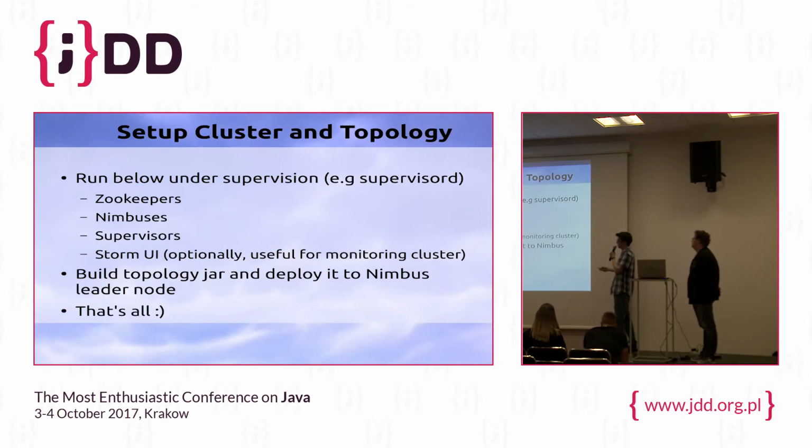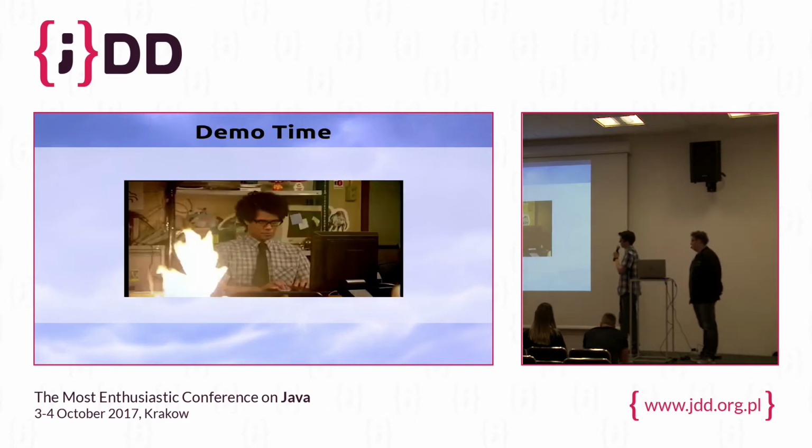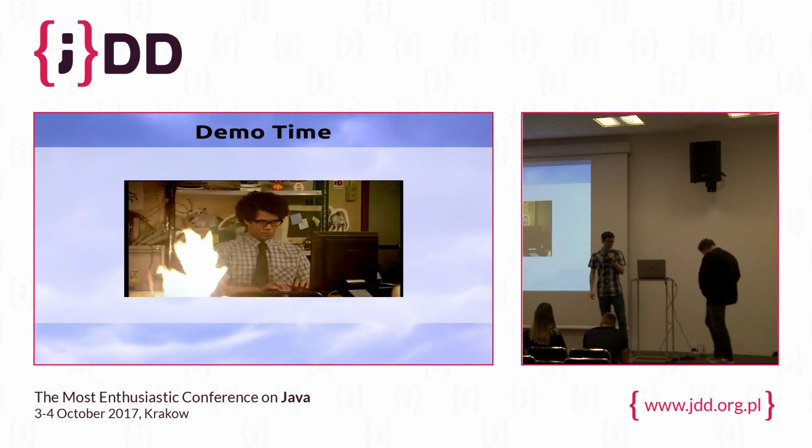Okay, so to run and set up a cluster, you need to deploy three types of machines: Zookeepers, Nimbus and supervisors, and Storm UI, which is an optional tool for monitoring, but it's very useful. You should run these processes under supervision, so when one dies, it will be quickly restarted again. You can use, for example, the supervisor tool. Then you build your topology jar, you deploy it to the Nimbus leader, and your topology starts working. And that's all.